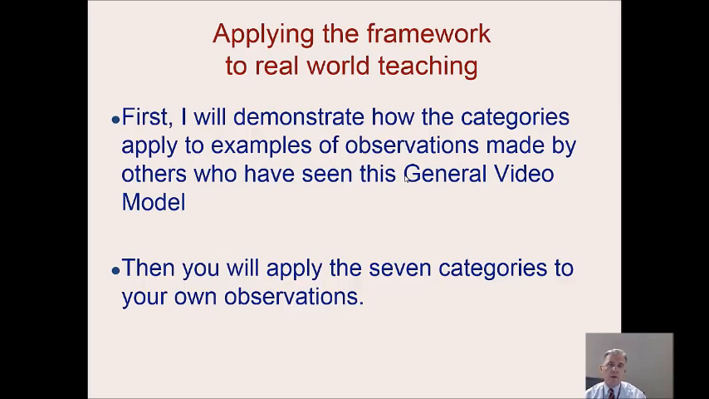So we have our seven categories in our framework, and we need to apply this to the real world. The first thing I'm going to do is demonstrate how the categories apply to some observations made by others who have seen the videotape you just watched. You just watched a videotape of about five minutes of an attending rounds with an attending, a medical student, two interns, and a resident. I'm going to show you some sample observations made by others who have seen those tapes. Then, second bullet on this screen, you will apply the seven categories to your own observations. You'll stop the tape and you'll classify your own observations.